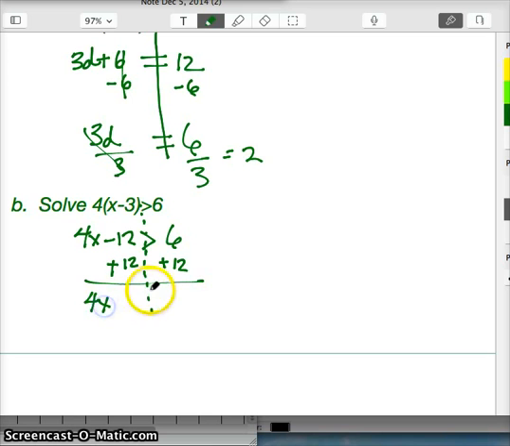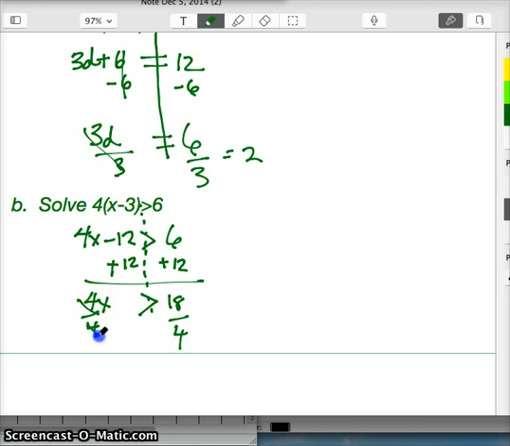I have 4x is now greater than 6 plus 12, 18. To finish this problem, I need to solve by dividing both sides by 4. And I always ask myself, is 4 a positive number in this case? Is the number that I'm dividing on both sides of an inequality positive? Yes, it is. So there's no flipping of the sign. I just keep it moving.